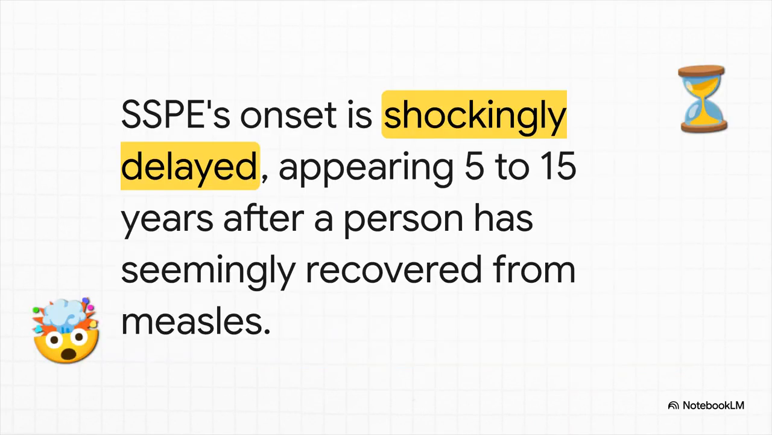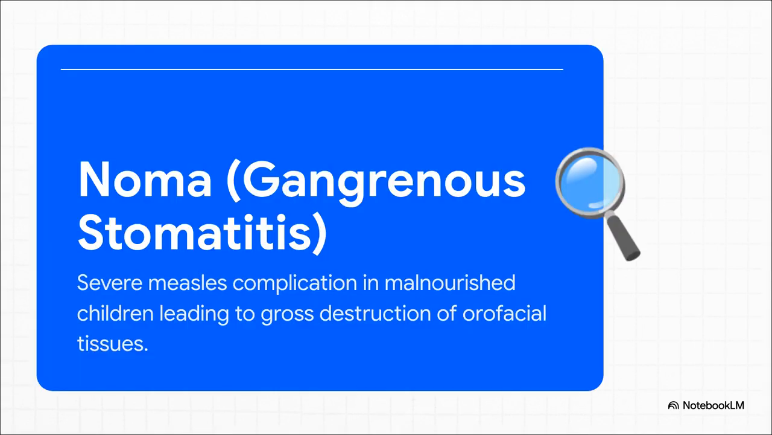And this is what is just so profoundly chilling about it. The time bomb doesn't go off right away. The onset is delayed 5 to 15 years after the original infection. Imagine that. A kid gets measles, recovers completely, lives a totally normal life for a decade or more, and then this ghost of the virus wakes up and just starts to systematically destroy their brain. It's horrifying.